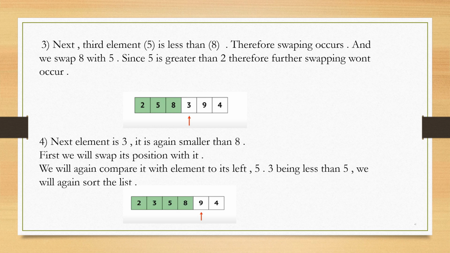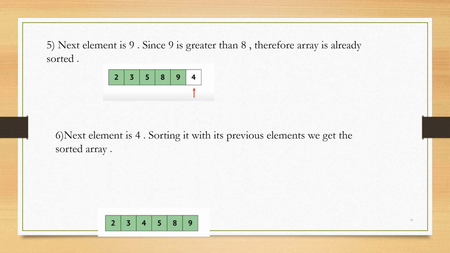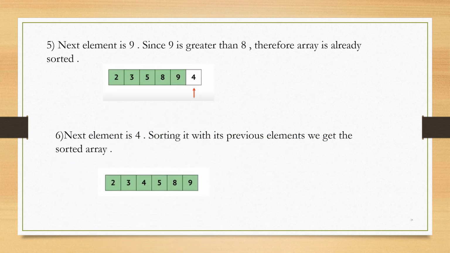Now we will consider 3. Since 3 is less than 8 and 3 is less than 5, we will again swap their positions and the sorted array will be 2, 3, 5, 8 and 9, 4. The next element is 9, and since 8 is less than 9, no swapping will occur. The next element is 4, and since 4 is less than 9, 8 and 5, swapping will occur and we will get a final sorted array which is 2, 3, 4, 5, 8, 9.